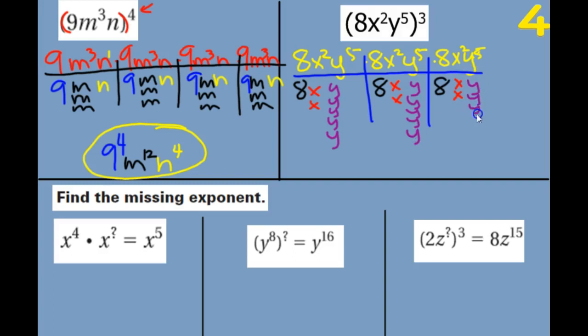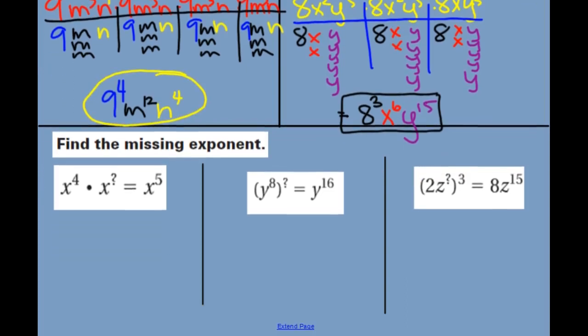1, 2, 3, 4, 5 y's. So total, my answer, I have how many 8's? I have 1, 2, 3, 8 to the third. How many x's do I have? Well, I have 2, 4, 6, x to the 6th. And then my y's, I have 5, 10, 15 y's. So there's my answer.